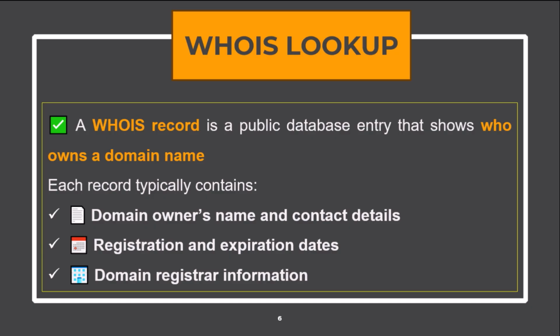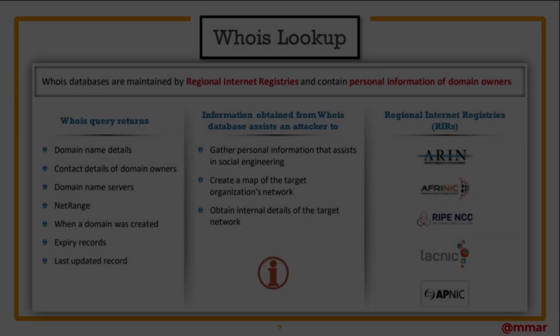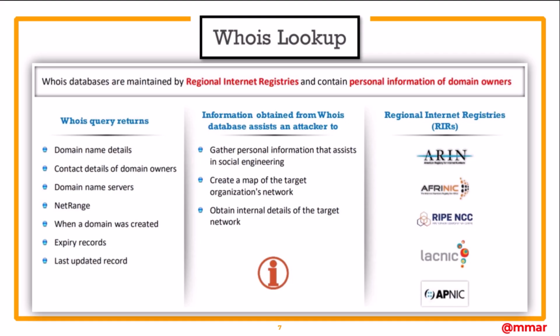Typically, each WHOIS record contains the domain owner's name and their contact details, crucial for direct identification, the registration and expiration dates of the domain giving us a timeline, and information about the domain registrar, the company through which the domain was purchased. It's important to understand that WHOIS databases are maintained by specific organizations called Regional Internet Registries, or RIRs. These RIRs manage IP addresses and domain name registrations globally, and they are the authoritative source for this data.